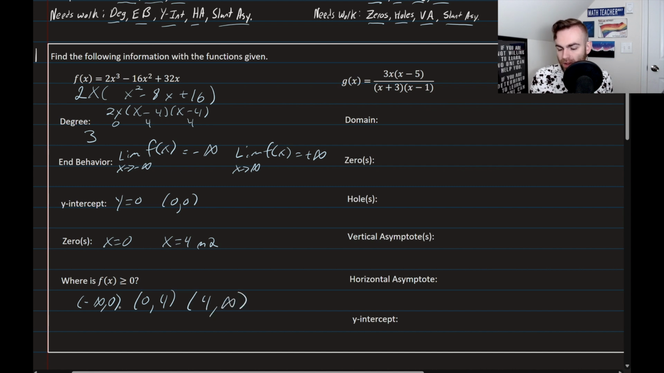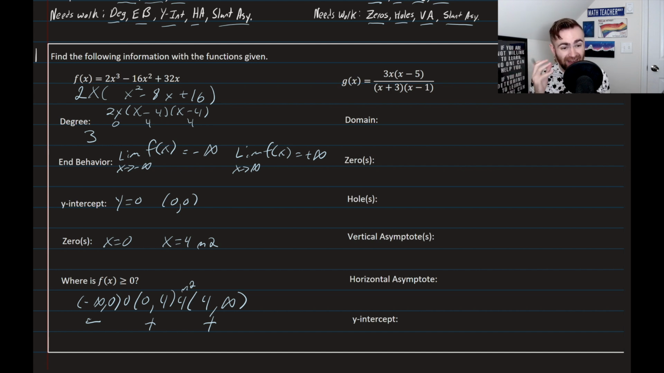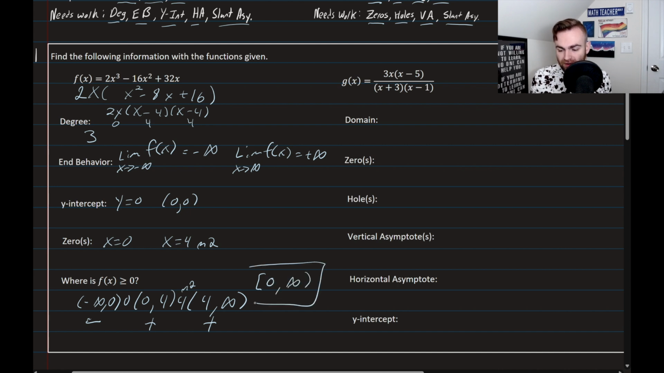We know that it's 0 at 0, and it's 0 at 4, but there's a multiplicity of 2 at 4. We also know from the end behavior that we're starting below, and we're ending above. 0 is multiplicity of 1, so the sign is going to change. And 4 is multiplicity of 2, which means the sign is not going to change. So our answer here is essentially everything from 0 onwards. So our answer would be 0 to infinity, inclusive of 0.